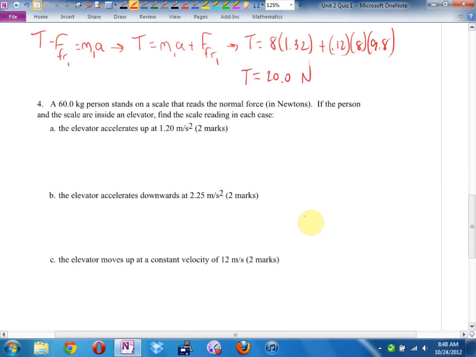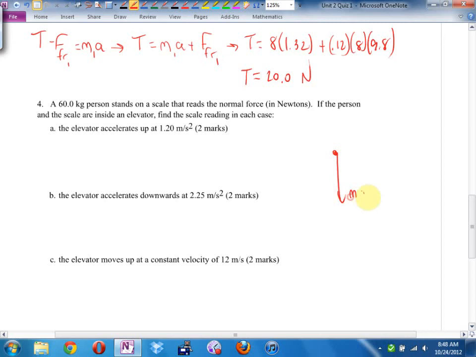The classic elevator question. I'm asking you to tell me what a scale reads. Hey, by the way, what does a scale measure? Yeah, normal force. That's key. That's the trick to solving this question. You draw a free body diagram. Let's draw the free body. Here's the person. What are the forces acting on him?